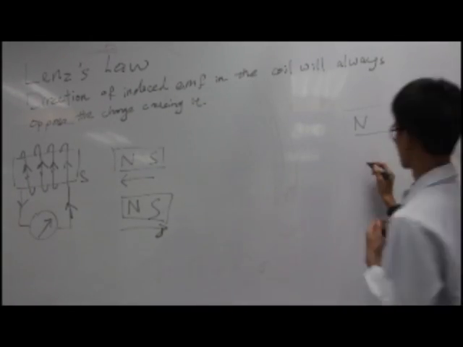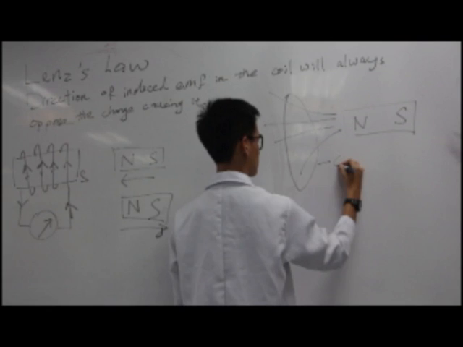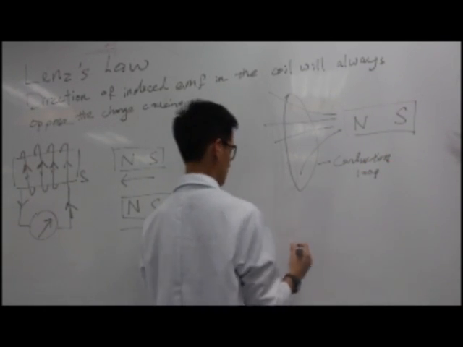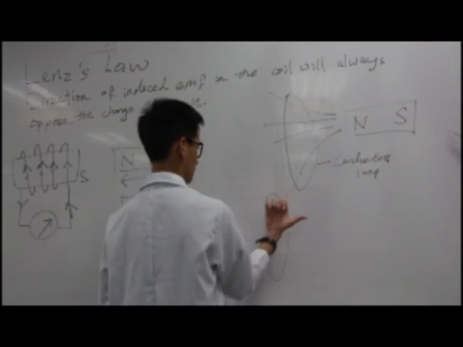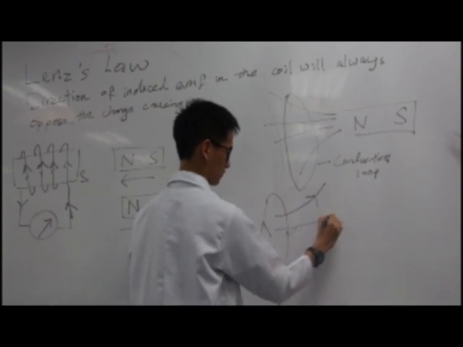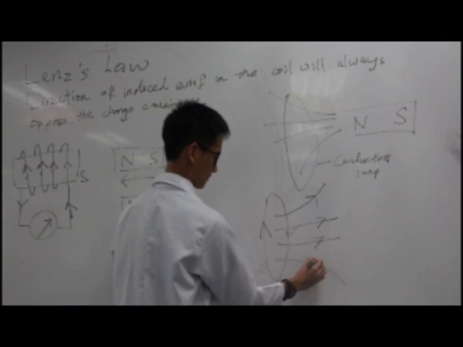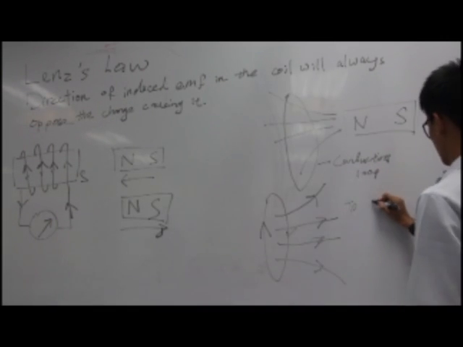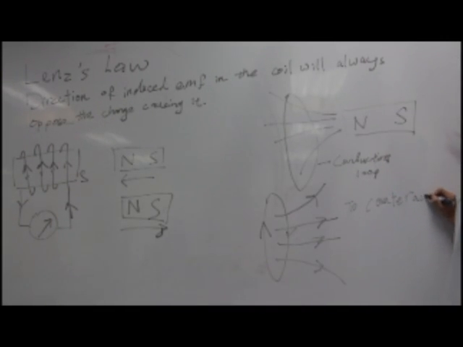So, why does this happen? Here, we have a conducting loop or coil. When a magnet approaches it, there is an increase in the magnetic flux. So, to counteract this change, induced EMF in the coil flows in a direction at which it will produce a magnetic flux that will go in the opposite direction of the magnetic flux produced by the magnet.